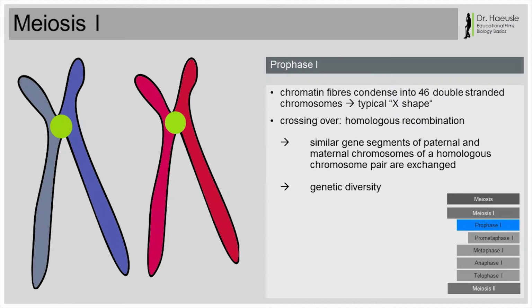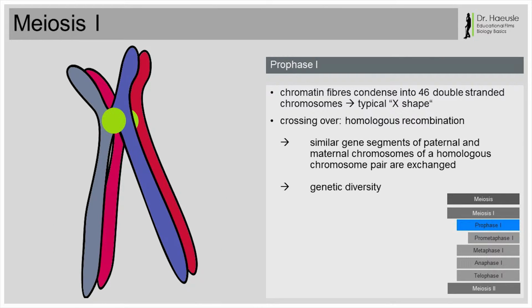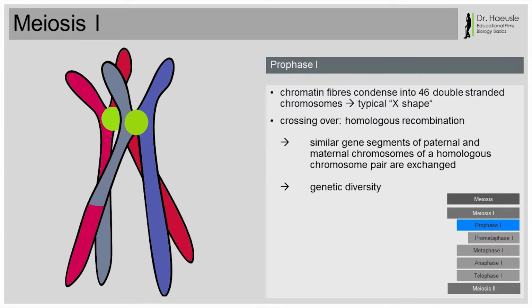Crossing over? During crossing over, individual homologous gene segments between homologs are interchanged. Similar gene segments of paternal and maternal chromosomes of a homologous chromosome pair are swapped. Crossing over results in a recombination of gene versions, alleles, of the homologs. Paternal and maternal genetic information are newly and uniquely mixed up. And what is that good for? Crossing over is one of the processes that guarantee the genetic diversity of our species.